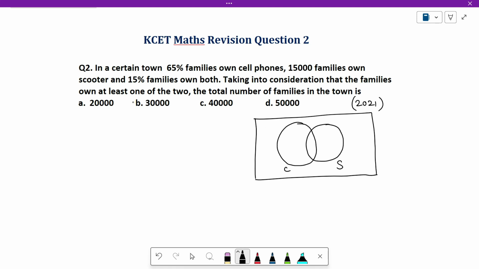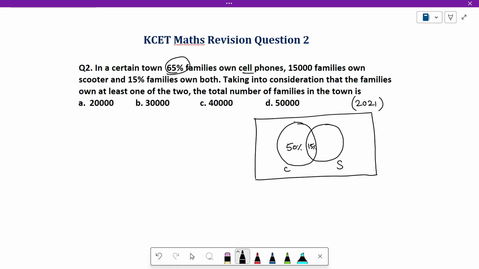Now altogether it has to be 100%, right? 65% of families own cell phones, 15,000 families own scooters, and 15% of families own both. Understand clearly: both is 15% and cell phones is 65%. Since 15% is here, I have to write 50% here. So 50 plus 15 is 65% for cell phones.